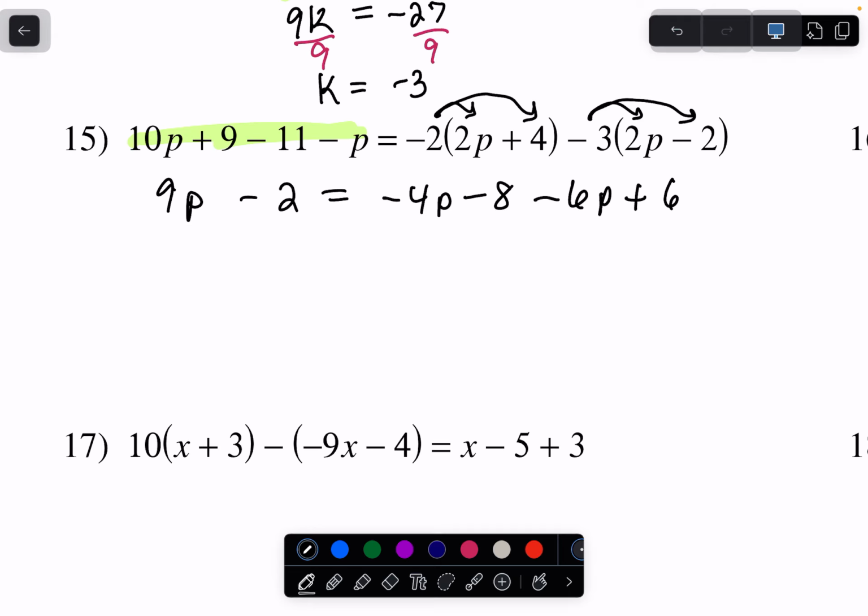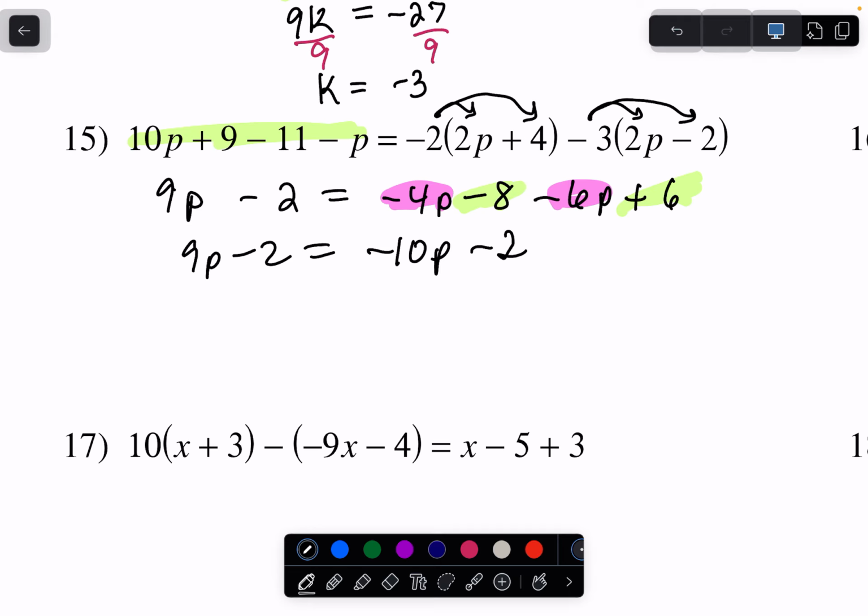But our right side still has things that can happen. So let's put our p's together. Let's put our numbers together. So we have a total of negative 10 p's. And then negative 8 plus 6 is negative 2. Now, only once you have gotten to the point where you have simplified both sides as much as possible do you want to try to start moving things around.